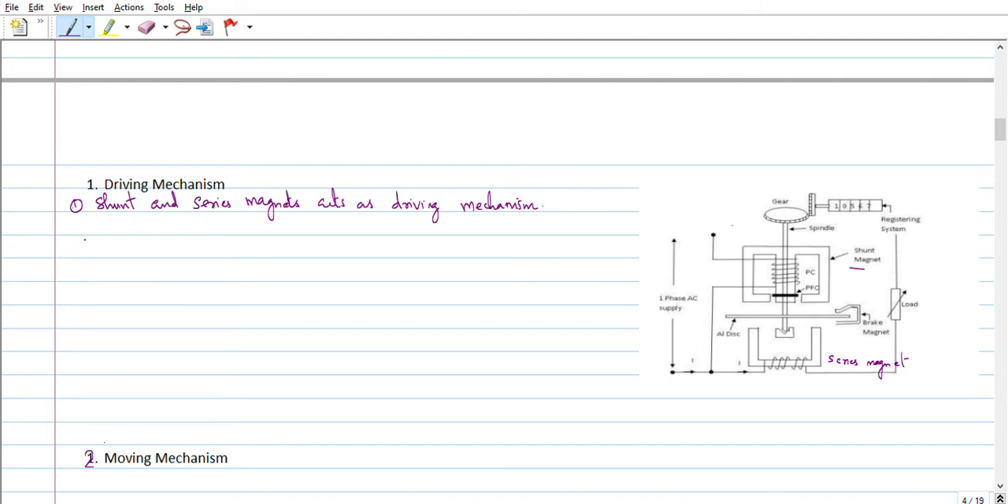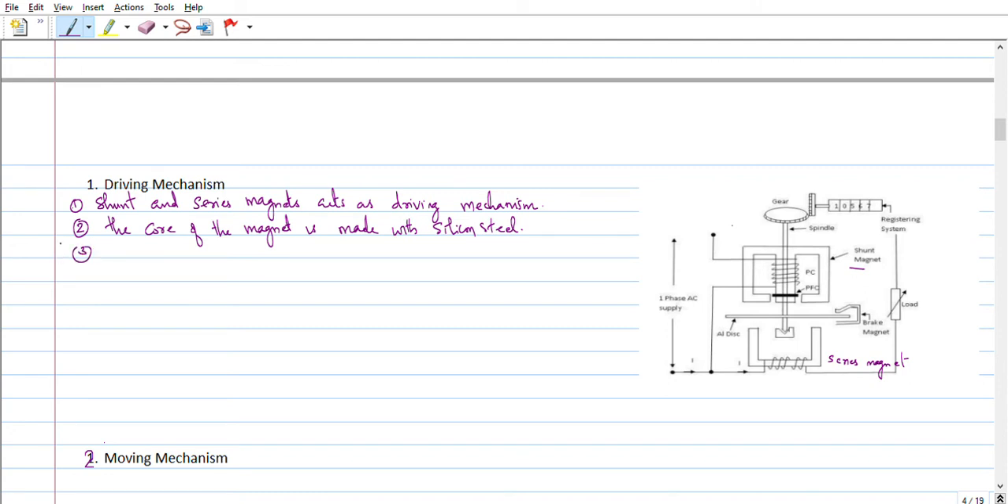Then the second point, important from the competitive exam and construction point of view: the core of the magnet is made with silicon steel. That's the second point.